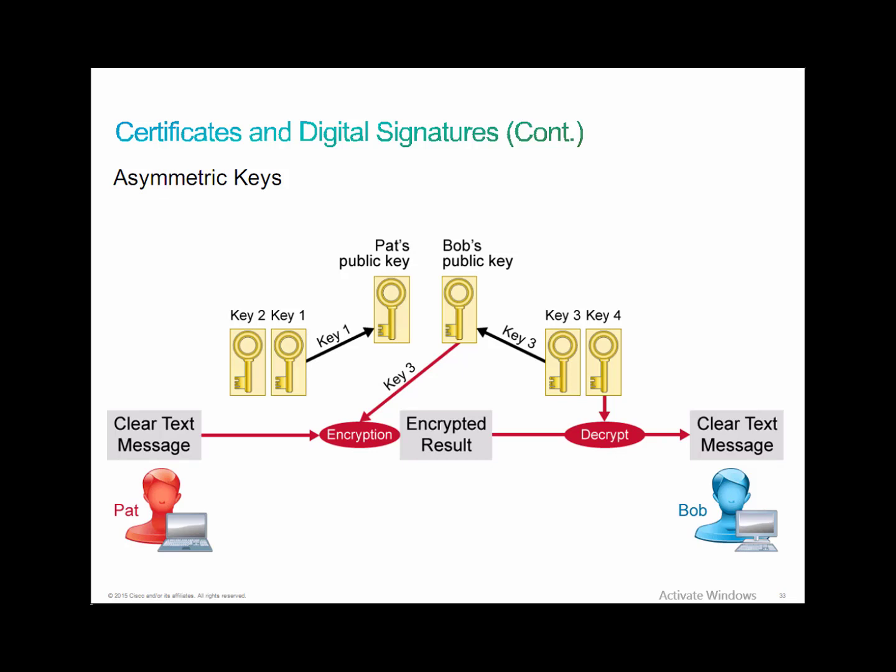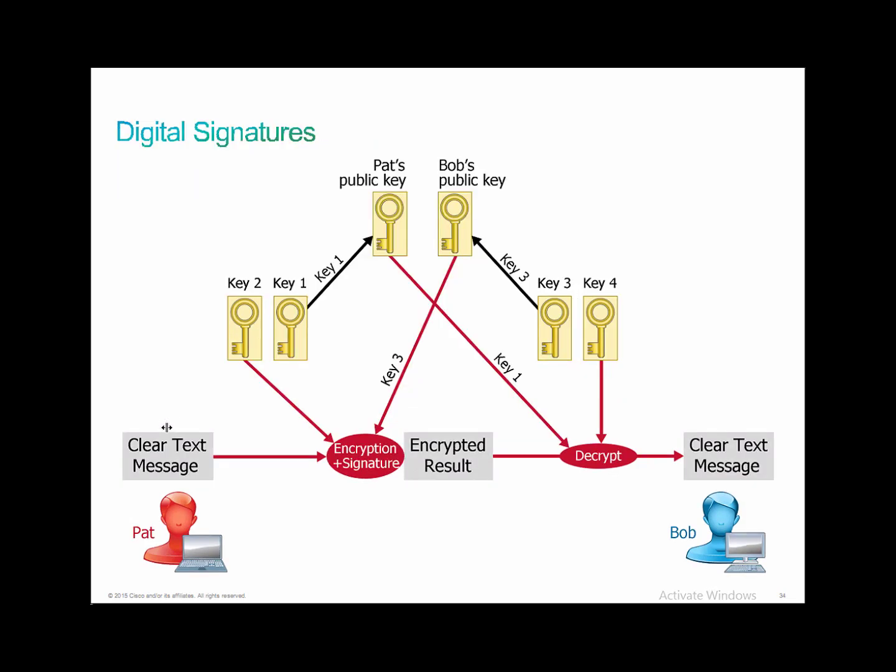All right? So when Bob wants to answer Pat, he asks Pat to send him his public key, in this case key 1, encrypts the message with that key, knowing that Pat can only decrypt it with his private key. So that is an example of using asymmetric cryptography for the purpose of confidentiality. But we can also use asymmetric cryptography if our goal is to digitally sign information.